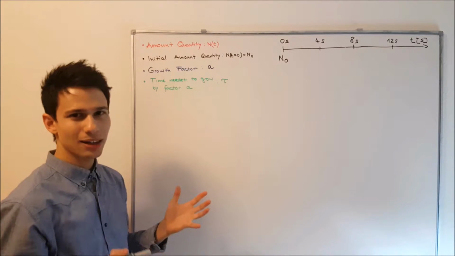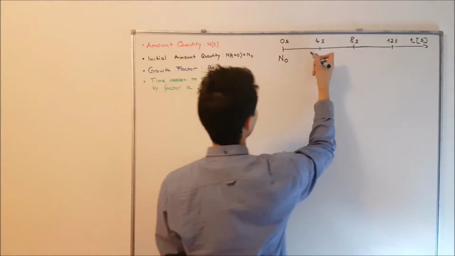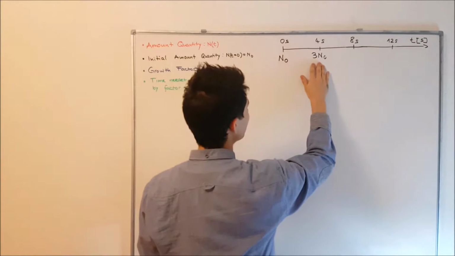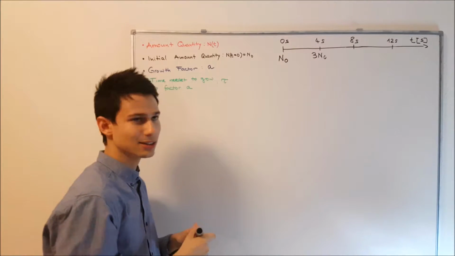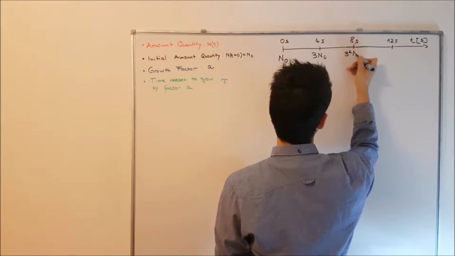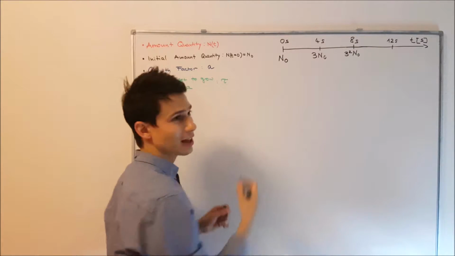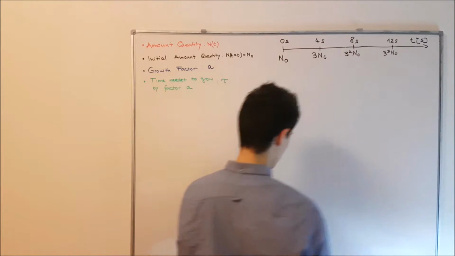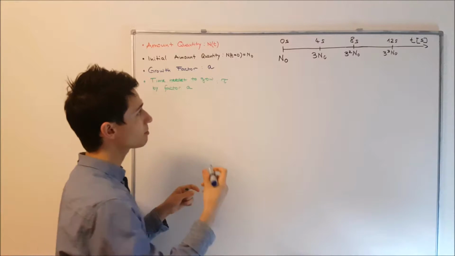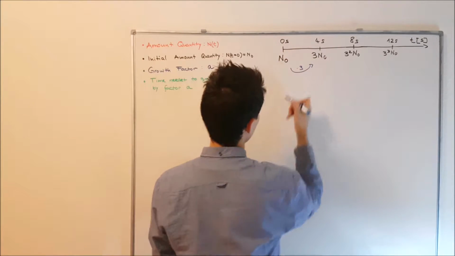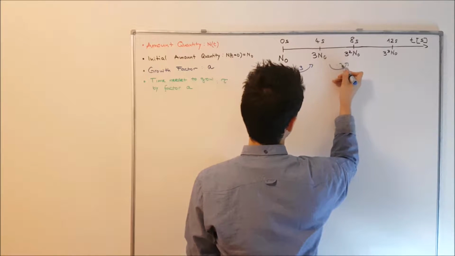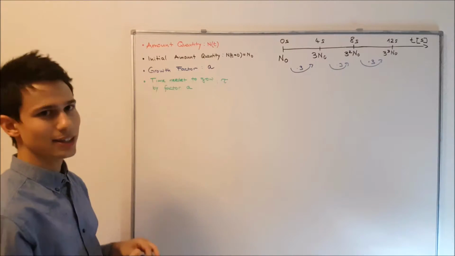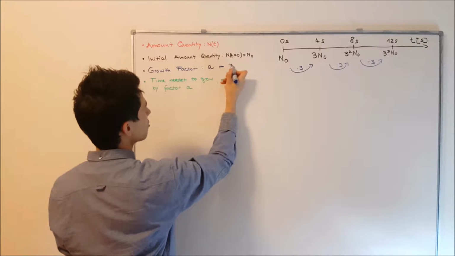And now in this example, let's suppose that we have 3 times n0 at 4 seconds. And suppose this grows again by the factor 3 in the next 4 seconds, then we would have 3 squared times n0. And assume this will happen again, then we would have 3 cubed times n0. So what I did in each step was simply multiplying times 3. And this is what is called the growth factor A. So in this case the growth factor would be 3.